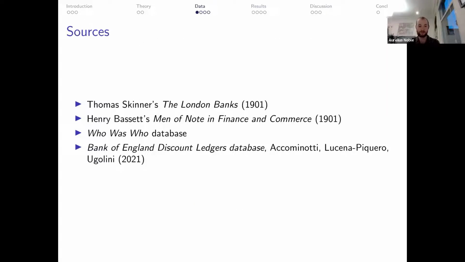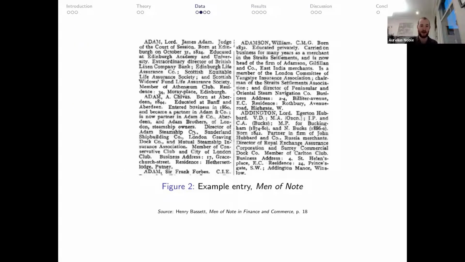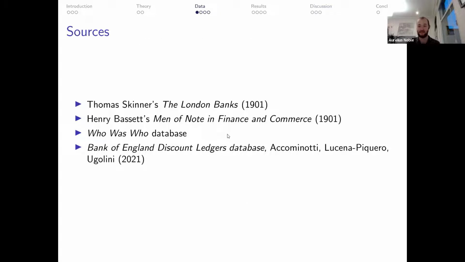And from this, I construct two separate networks. One is a general co-directorship network, so not just focused on the financial sector, but checking whether partners at Merchant Bank A and Merchant Bank B have a shared directorship at, for instance, the Sunderland Shipbuilding Co. And so that would be a link in that network. And then the third type of network that I create is shared club memberships between the merchant banks. So do partners at Merchant Bank A and B both have membership at, for instance, the Reform Club?